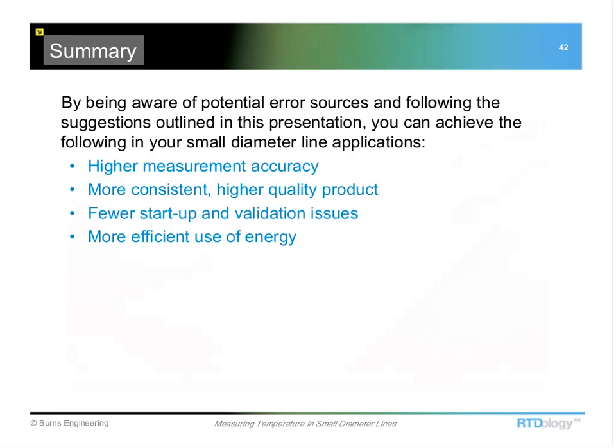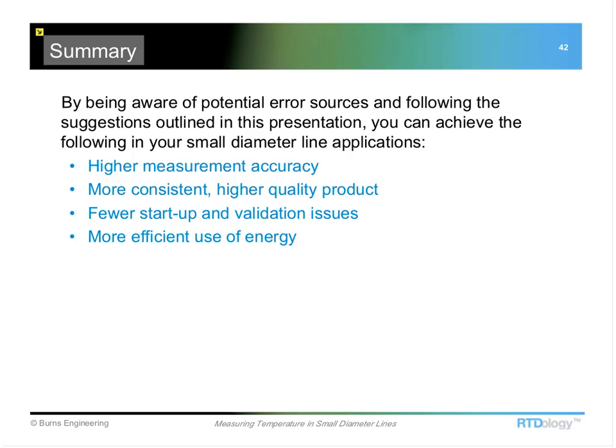So when you're doing small diameter lines and you need an accurate measurement, get the instrumentation involved early on in the piping design process, so that a proper location can be identified to install the sensor, and have the sensor picked out ahead of time so that it can be built right into that layout.